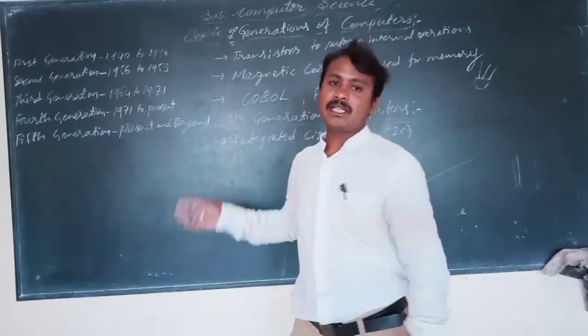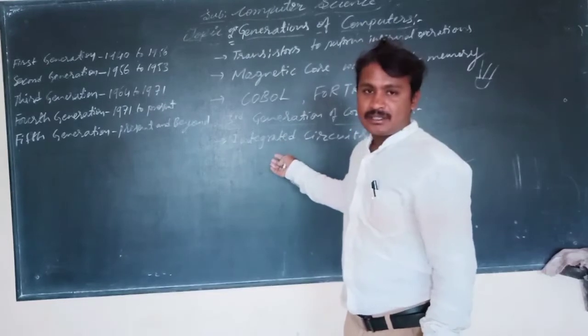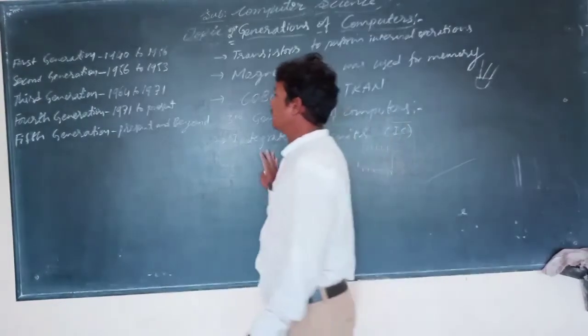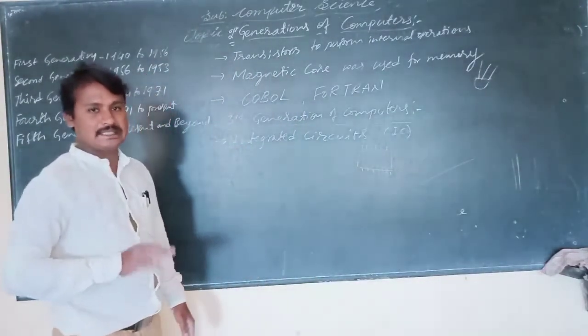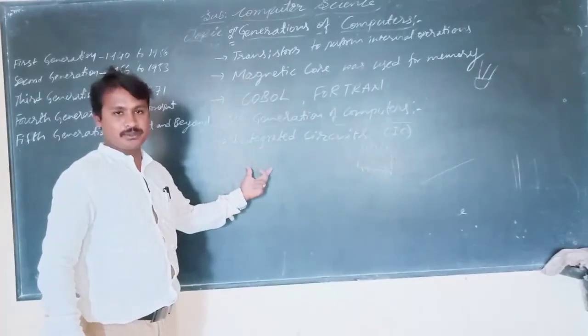Secondary memory as magnetic tapes, magnetic discs. However, now we are using all those discs, and all are used in this generation. Is it clear? This is about the third generation of computers.